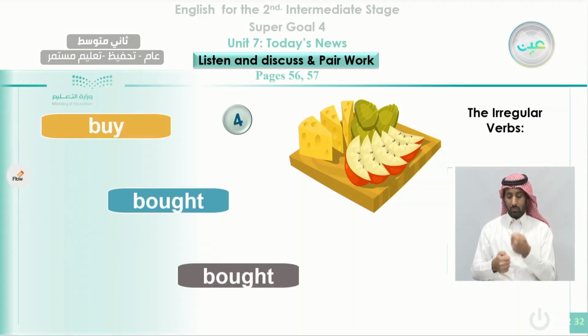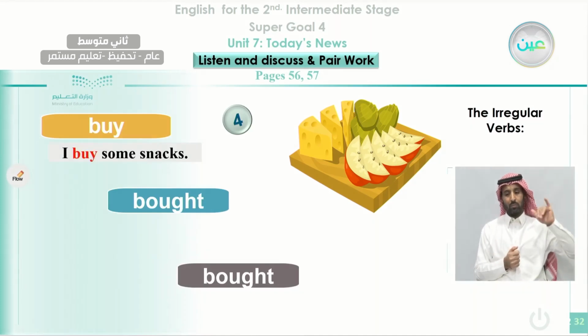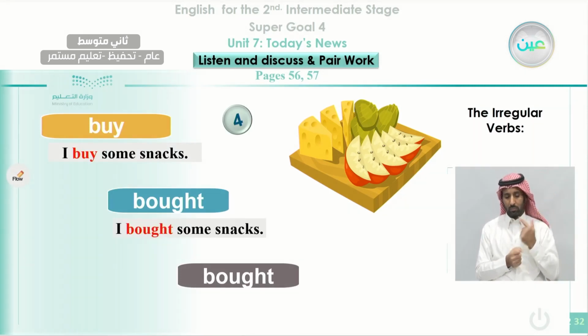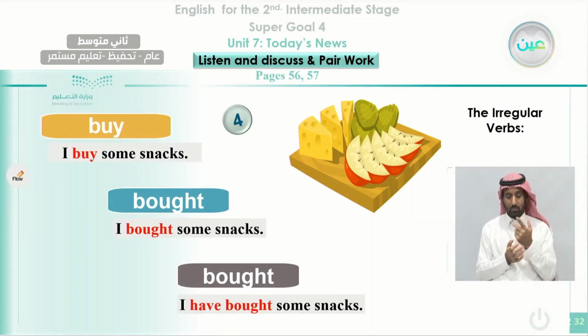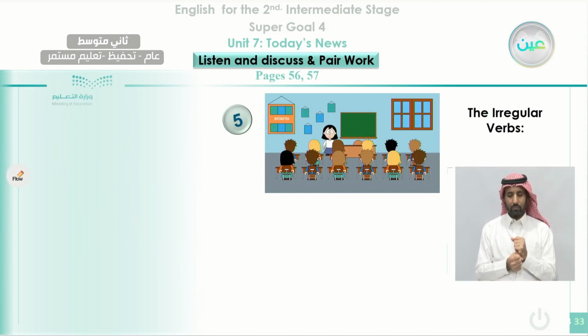Buy: the past of buy is bought, and the past participle is bought. I buy some snacks. That is a habit that happens regularly. In the past, I can say I bought some snacks, and in the past participle, we don't care about time here. We care about the action. Okay, I have bought snacks.